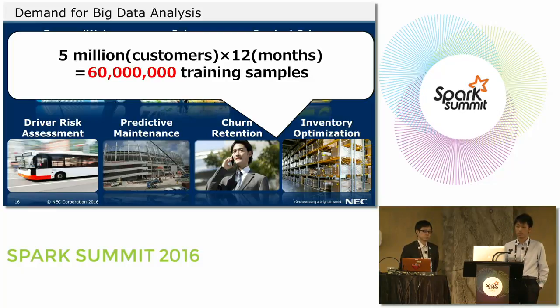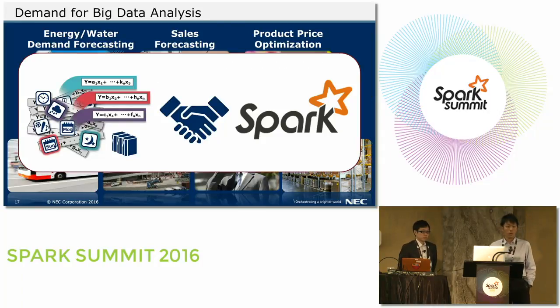26 million, 60 million, it may not be that big for Spark usage, but as you can imagine, it can easily grow, like 100 million samples. So we developed HML on Spark. That part Masa is going to explain.